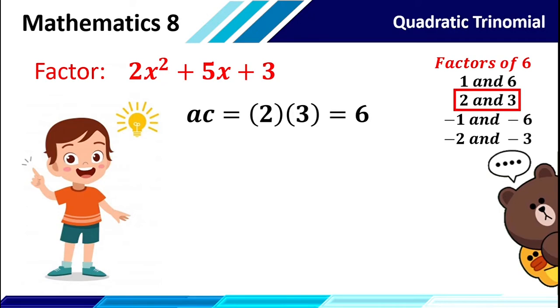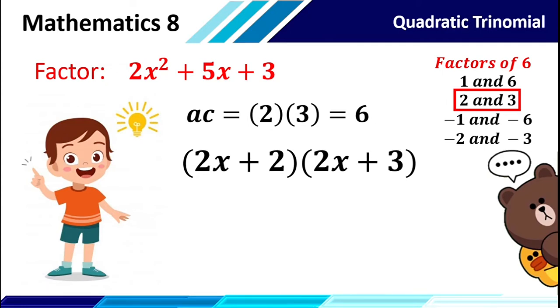and that is 2 and 3. The next thing that we need to do is to copy the variable and the leading coefficient of our first term in our given trinomial. That is 2x. Again, we need to copy the leading coefficient and the variable of our quadratic trinomial, which is 2x. The next thing that we need to do is to input the factors we obtained from 6 in our binomials. So we will have 2x plus 2 and 2x plus 3.